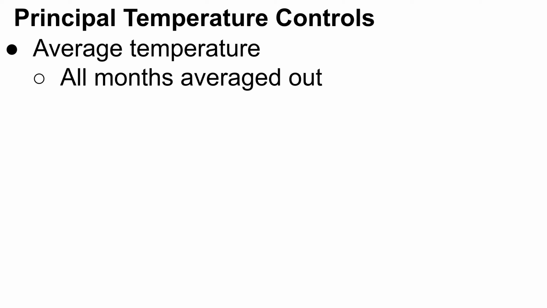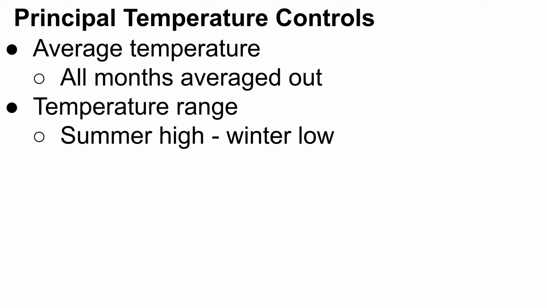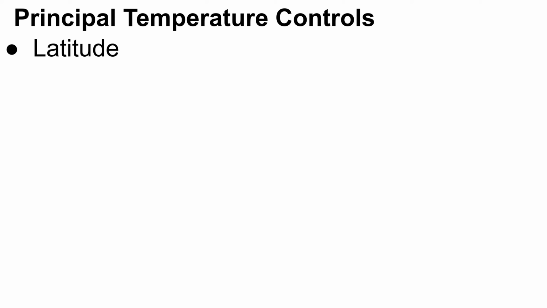To determine average temperature, you just add the temperature of each month and divide that by 12. For temperature range, that's the difference between summer and winter. You take the summer high, subtract the winter low, and that gives you the temperature range. Temperature range is also largely a function of latitude. So latitude is a key player in both average temperature and temperature range.